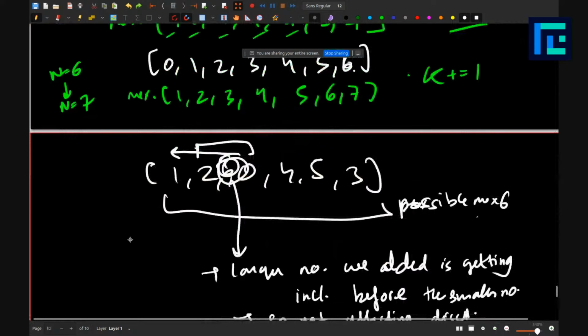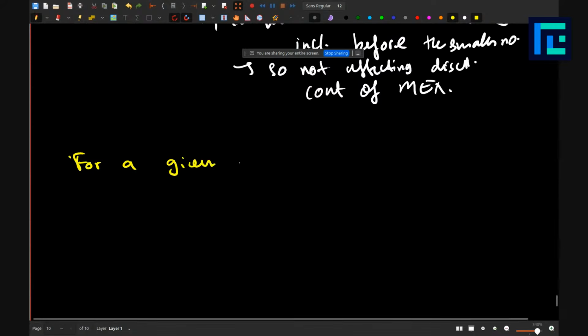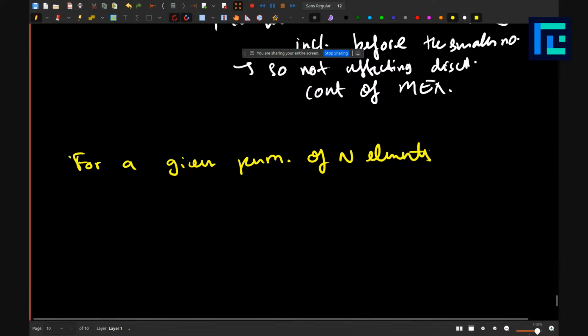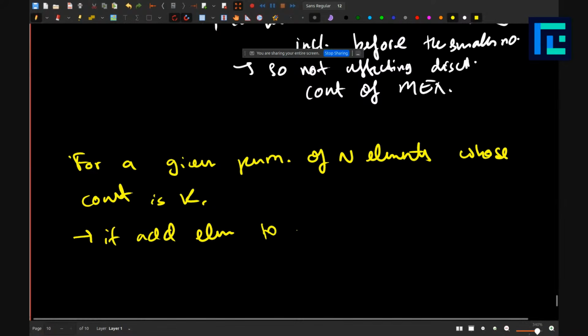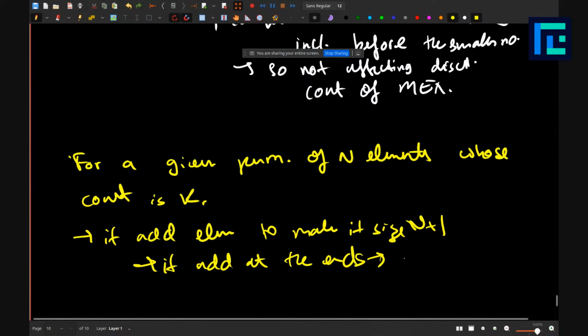So basically, for a given permutation of n elements whose count of distinct MEX is k, if we add an element to make its size n plus 1, if we add at the end, so there are two ways to add at the ends, right?